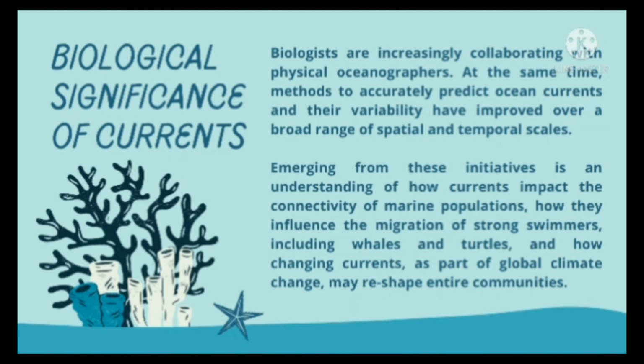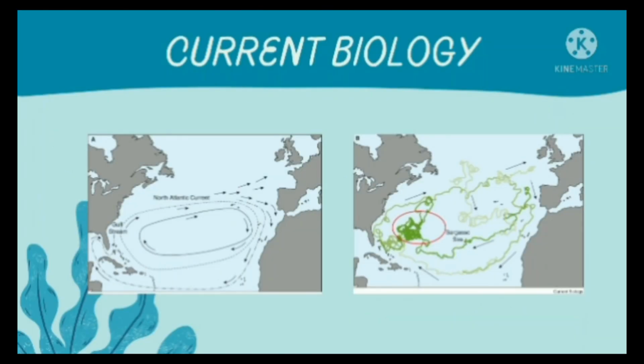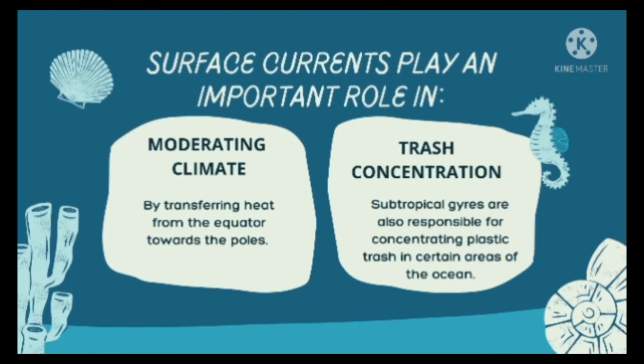This biological significance of currents has something to do with their physical movements and attributions, just like current biology. For example, in the Sargasso Sea, it significantly affects the North Atlantic current in the region. Surface currents play an important role in moderating climate by distributing heat all over the poles and the equator, and of course with the help of the global conveyor belt.